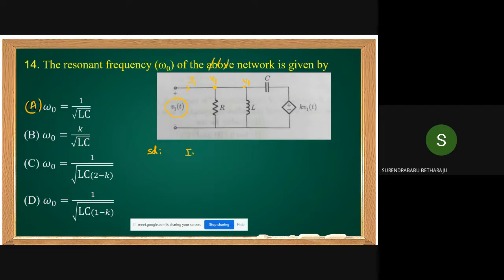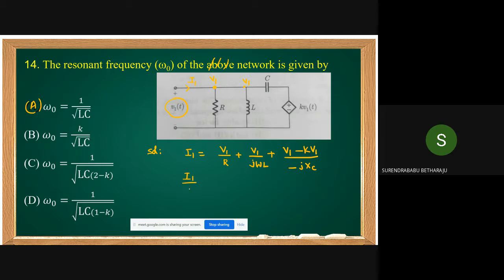Then I1 equal to, how can we write? Apply the nodal analysis: V1 by R plus V1 by J omega L plus (V1 minus KV1) by whatever the capacitance, you can write minus JXC. Is it correct? That is what I am writing. Yes, friends.